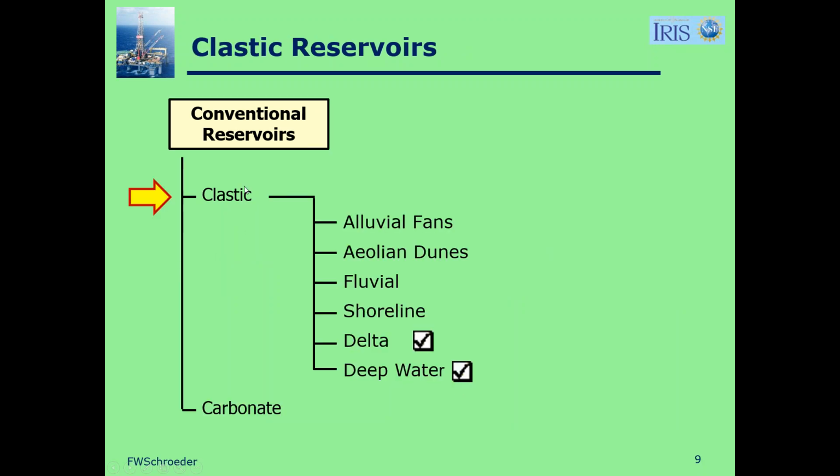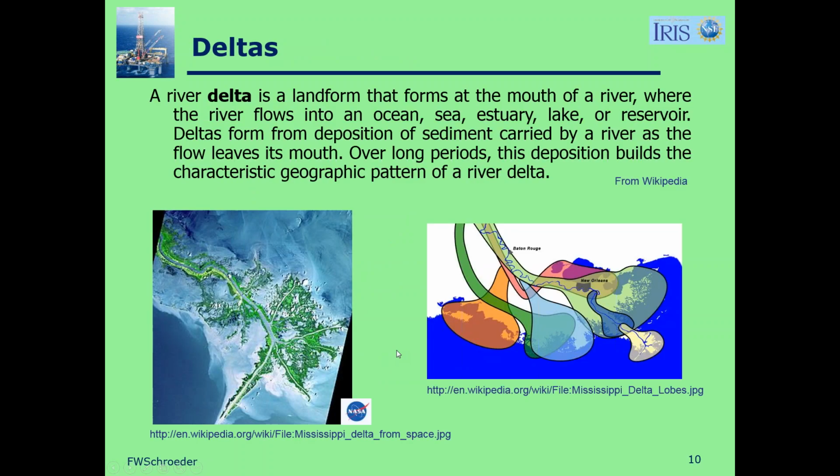So if we look at the conventional, further subdivided into the clastic, we might have aeolian fans or alluvial fans, aeolian dunes. We can have fluvial sands, nearshore sands, delta sands, deep water sands. If you go to the G&G lecture that I mentioned earlier, I have a couple of slides on each of these. For today, I'll just look at two, the delta and the deep water, just to give you a feel for some of the things that we're interested in.